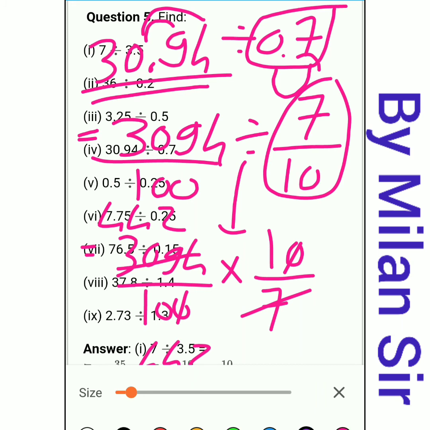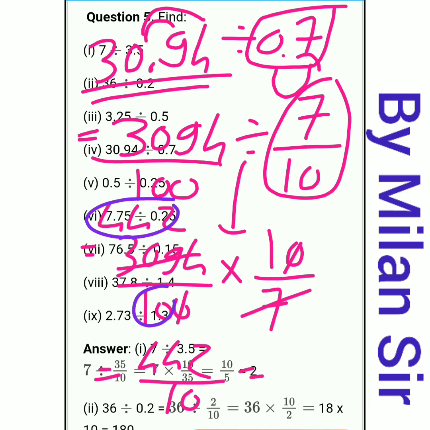This 10 is remaining here, and here 442. Now in the denominator we have only 10. So in the numerator, before one digit we need to put the decimal point. So before the last 2 we write the decimal point. So our answer is 44.2.